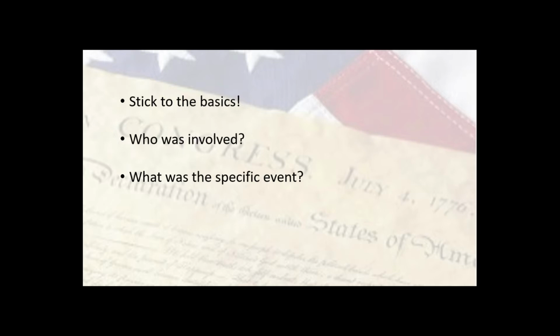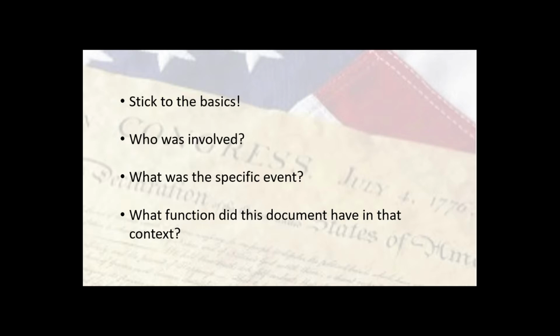You want to identify the specific event. This was essentially a meeting of the Continental Congress. And so you want to think about it in terms of this specific event. This was a document that was written in the context of a legislative body. And you want to then also think about the function of the document in that context.